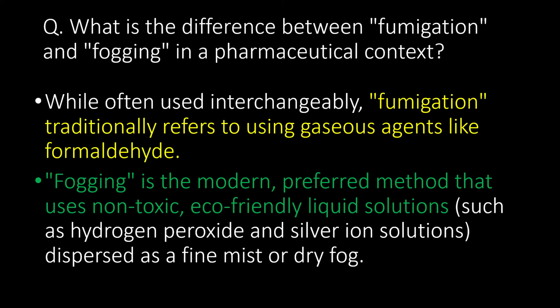Very frequently asked question: what is the difference between fumigation and fogging in a pharmaceutical context? While often used interchangeably, fumigation traditionally refers to using gaseous agents like formaldehyde. Fogging is the modern preferred method that uses non-toxic, eco-friendly liquid solutions such as hydrogen peroxide and silver ion solutions dispersed as a fine mist or dry fog.